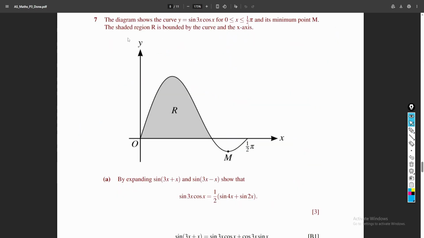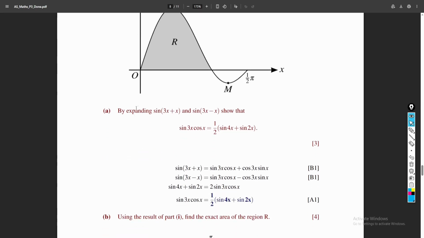So in this question, we have the diagram that shows us a graph of y equals sine 3x cos x, and the domain is 0 to pi by 2, and its minimum point is M. The shaded region is bounded by R. So this is the shaded region and the x-axis. Okay. So by expanding sine 3x plus x and 3x minus x, show that this is equal to this.